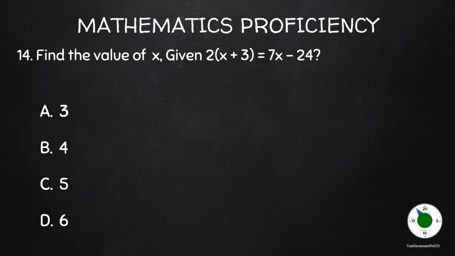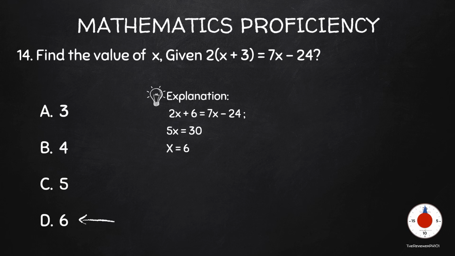14. Find the value of x, given 2(x plus 3) equals 7x minus 24. A. 3. B. 4. C. 5. D. 6. The correct answer is D. Explanation: 2x plus 6 equals 7x minus 24. 5x equals 30. x equals 6.